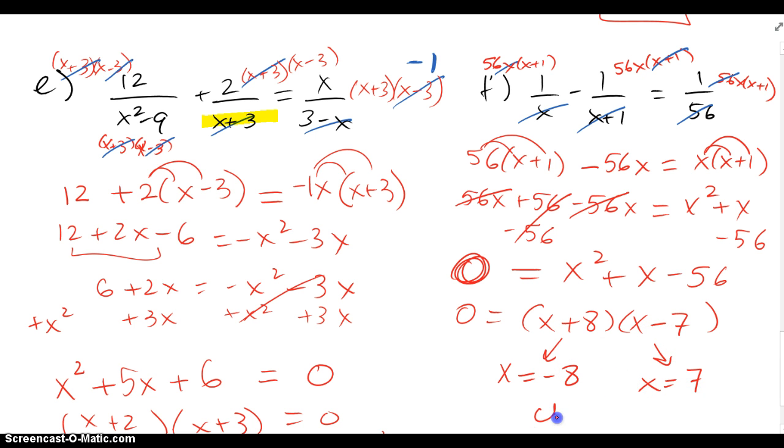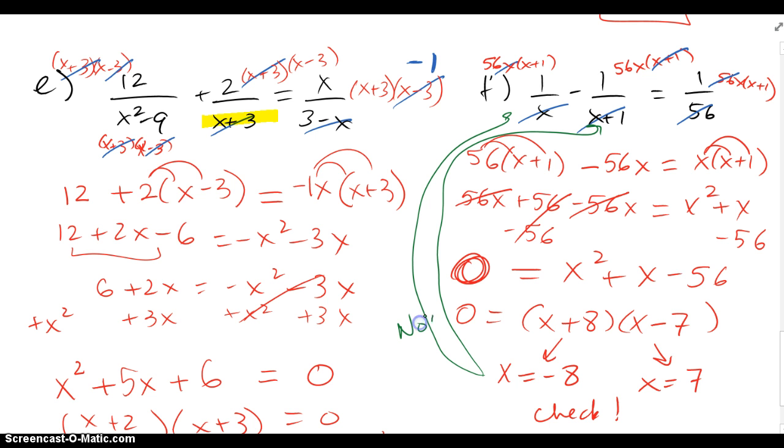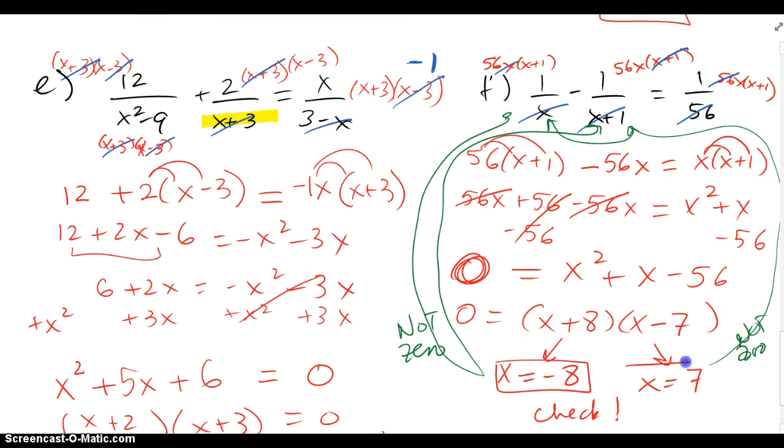And again, I have to check these in the original equation denominator. So -8, going back, does not make it 0. That's okay. And 7 too, if I go back into both, it doesn't make them 0. So we're good to go. Our solutions must be -8 and also 7.